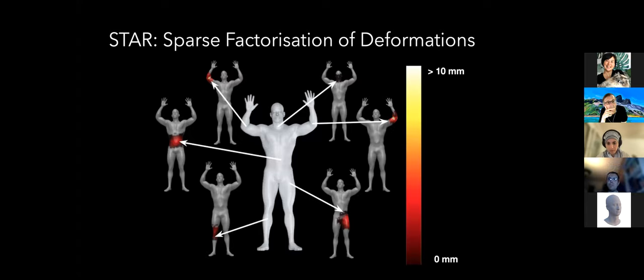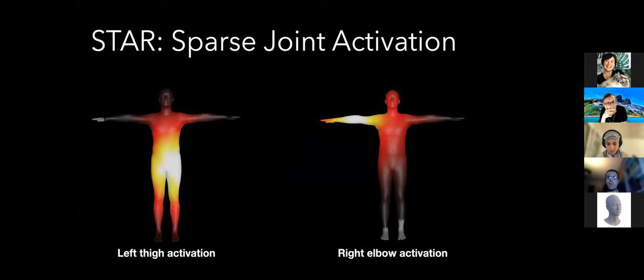But how do we do that? So this is our key contribution, is basically being able to factorize the deformations into joint-based pose-corrective deformation, blend shape functions. So our key idea was that we need to learn for each joint, a joint activation function. This joint activation function defines the set of vertices that should be influenced by that joint movement. And this is learned during the training of STAR.